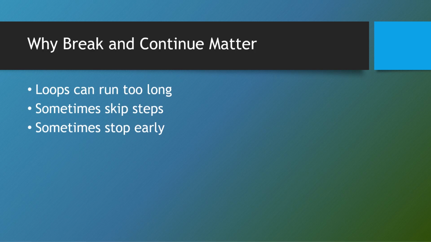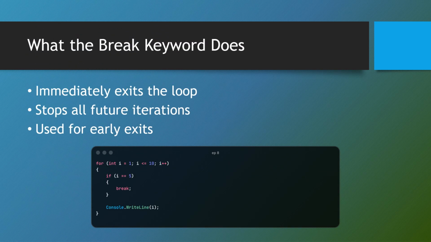What the break keyword does. The break keyword immediately stops the loop. As soon as break is reached, the loop ends. No more repetitions. This is useful when you've already found what you're looking for and don't need to keep looping. For example, searching through data or exiting a menu early.